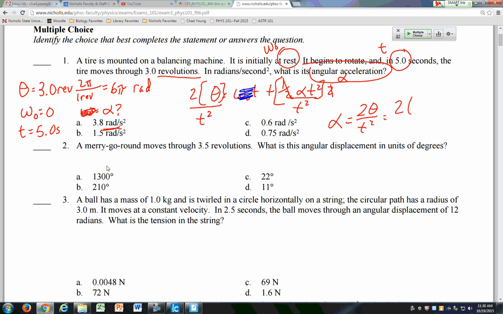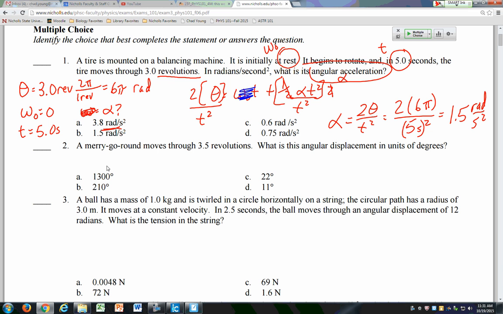That's 2 times 6 pi divided by t squared, which is 5 seconds squared. That's 12 pi over 25, which is about 36 over 25. Is B the right answer? Yeah, so it's 1.5.